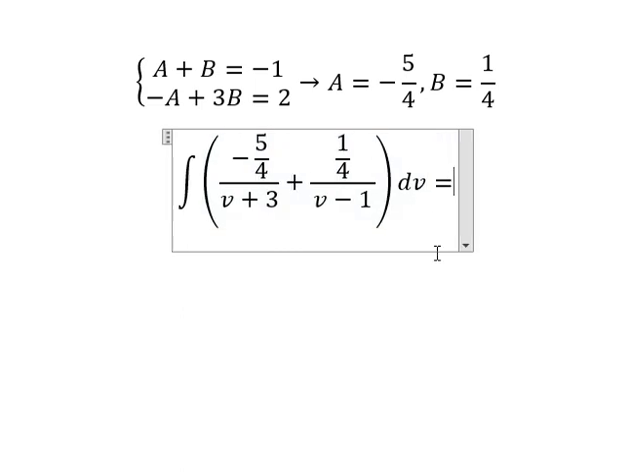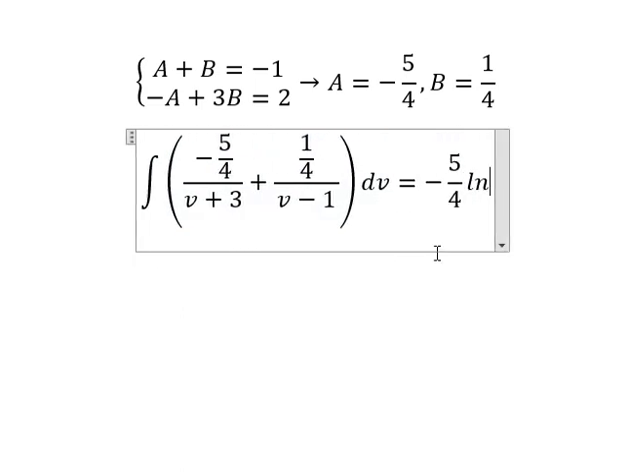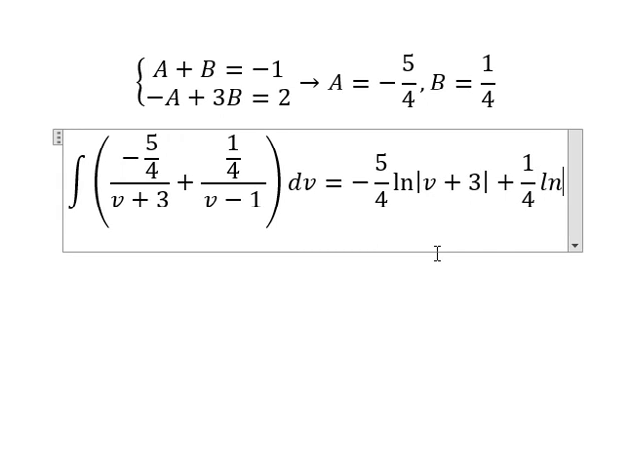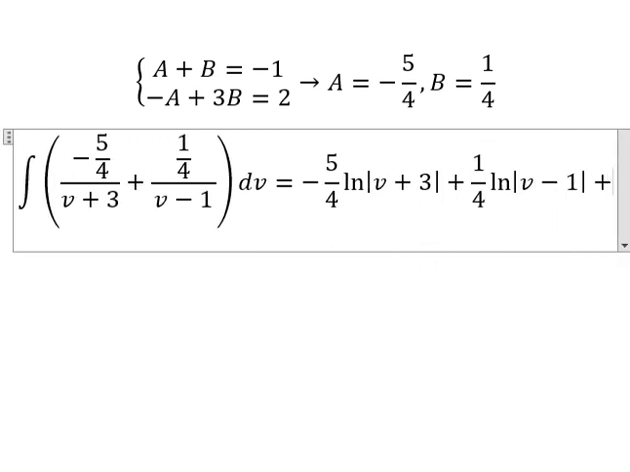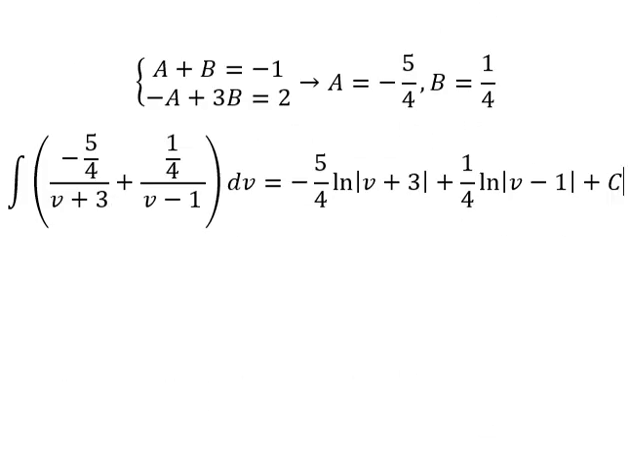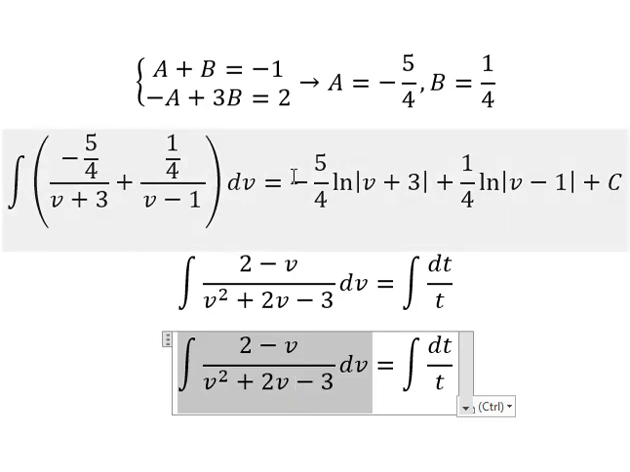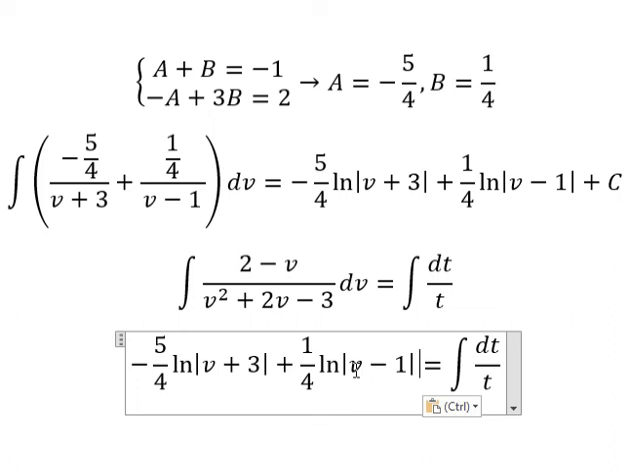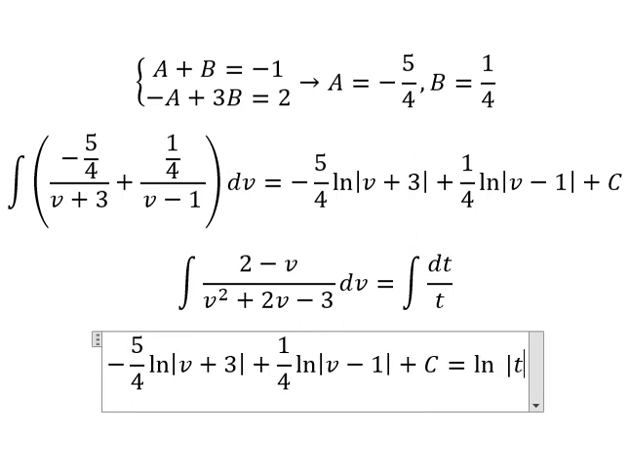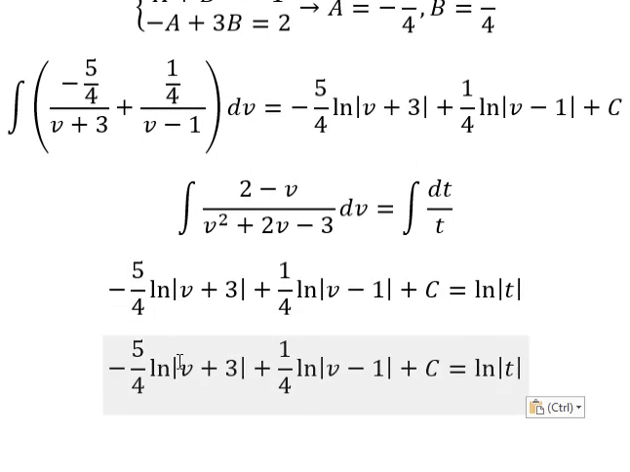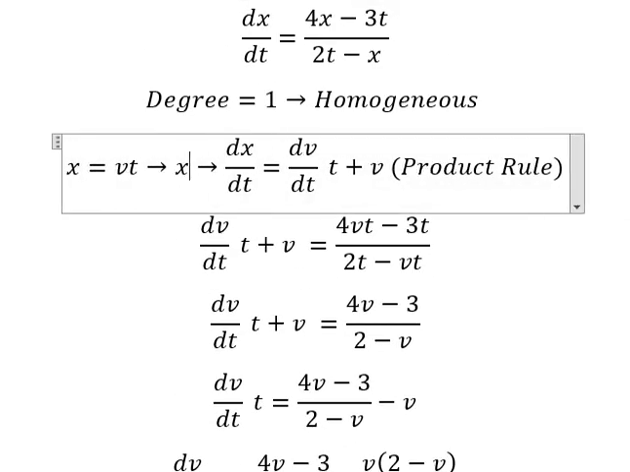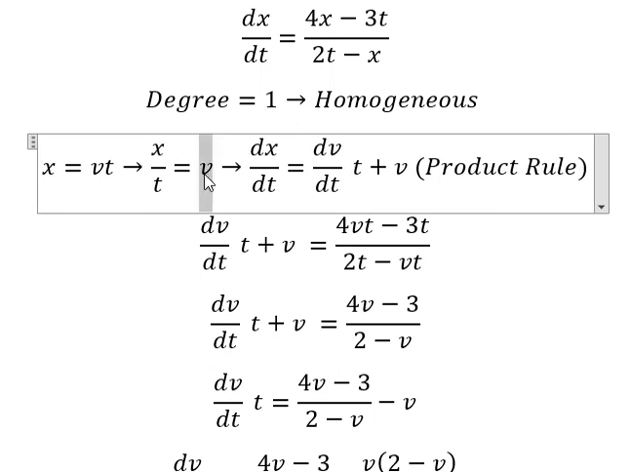So the integration of this one, we have negative 5 over 4 Ln of the absolute value of v plus 3. The next one, we have 1 over 4 Ln of the absolute value of v minus 1. And I will put c. Now we go back in here. The integration of this one, that is about this one. The integration of this one, we have Ln of the absolute value of t. About v, that is about this one. So we divide both sides by t. And now we need to change v into this one.